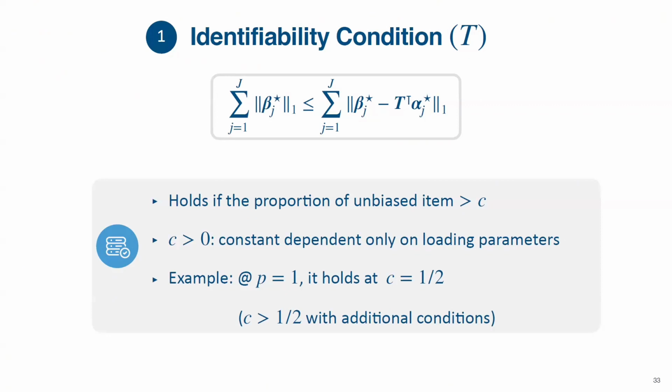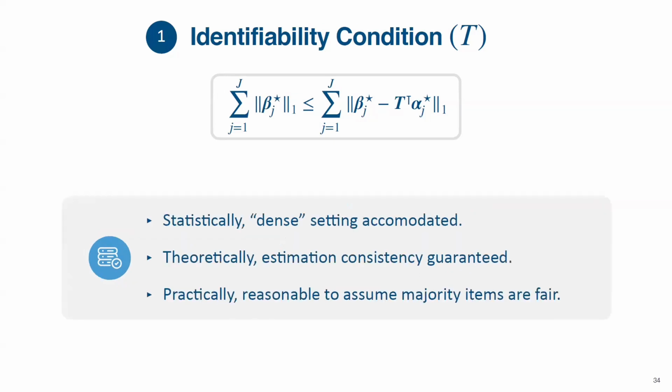Under certain additional conditions, we could make this threshold bigger than 1/2. But practically, it makes sense to assume most of the questions are unbiased. For ETS, for instance, those questions are carefully designed, so it makes sense to say most of the questions are not biased. The biased items are probably less than one half, for instance. So that's the first assumption. Now this will help us ensure the identifiability of the beta.